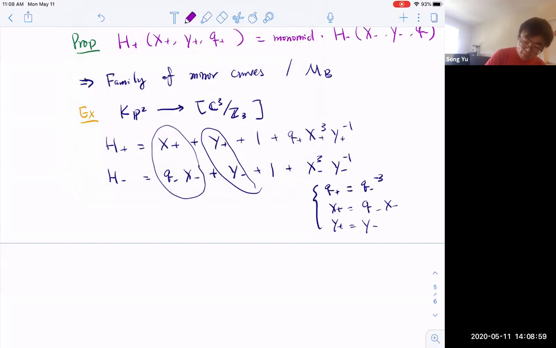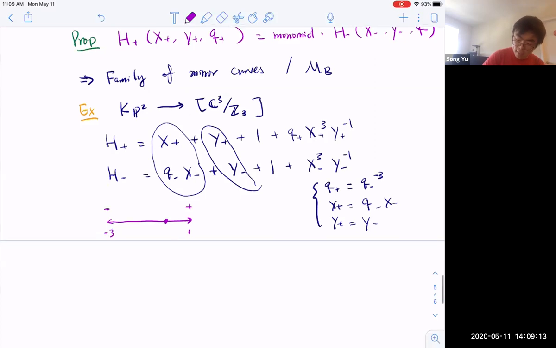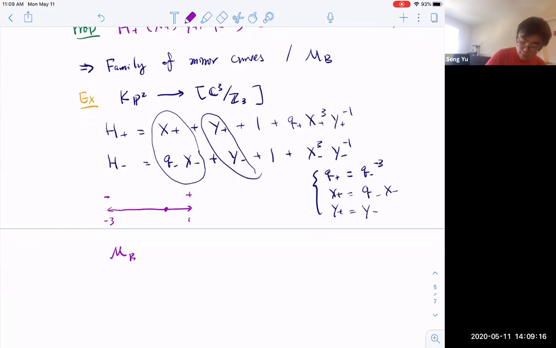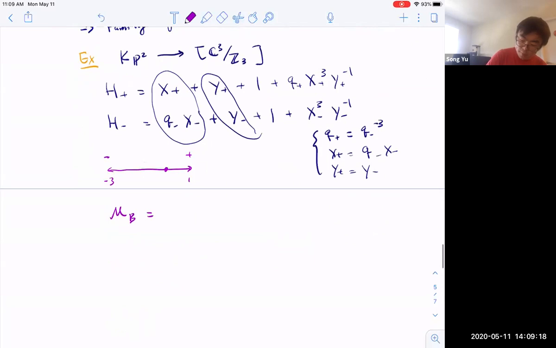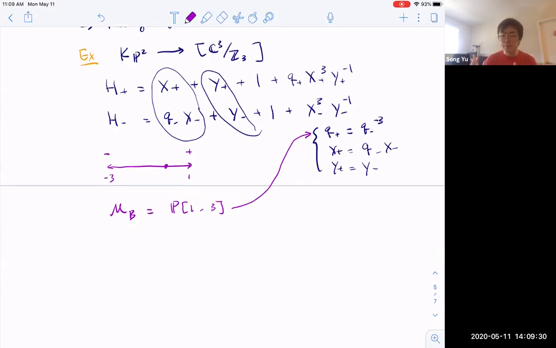So in this case, the secondary fan looks like just a complete one-dimensional fan, but the plus phase will be a smooth phase, while the orbifold phase has singularities. And the B model moduli space would just be the secondary variety, which is a weighted projective line P(1,3). And this relation between the q's is just by the change of coordinates on the two charts of this projective line.